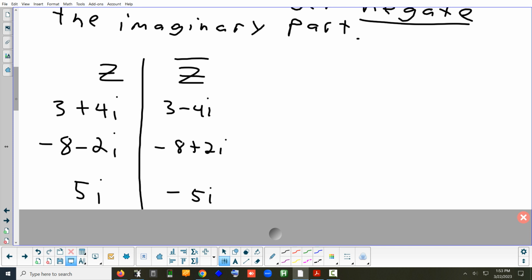If you're confused because there's no real part there, think of it like this. Pretend there's a 0. Well, that's 0 plus 5i. The conjugate is 0 minus 5i. Okay, but you're not going to see the 0, if it's a 0, they don't write it.